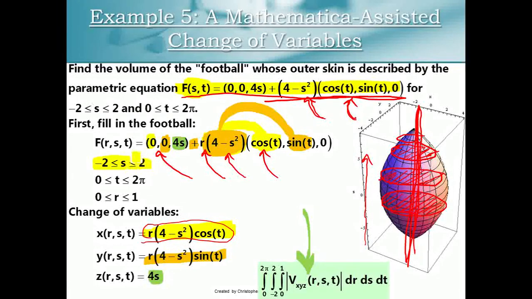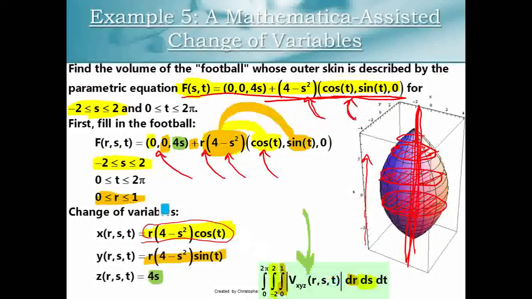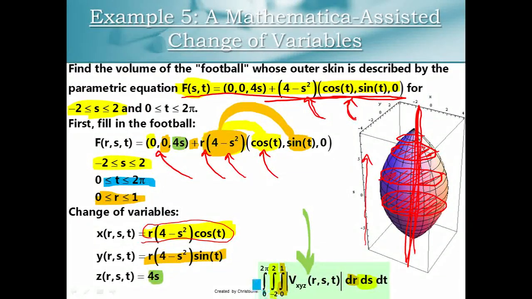So s was going from 0 to 2. That was a given piece of information. You could see how your ds integral goes from 0 to 2. Our r that we came up with was going from 0 to 1, so our dr integral is going from 0 to 1, and your parameter t that we had going from 0 to 2 pi, you can see right here 0 and 2 pi for our dt integral. So you get the limits of integration from your parameterization.